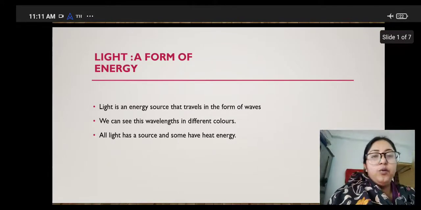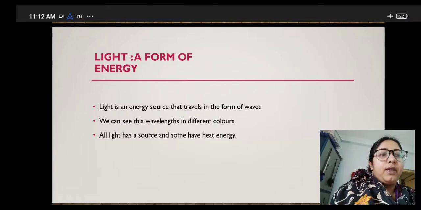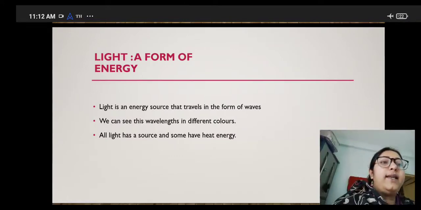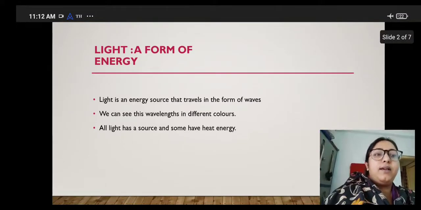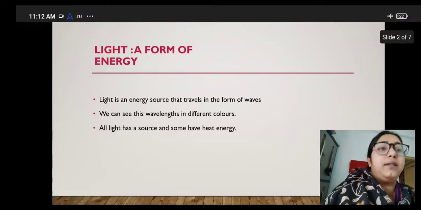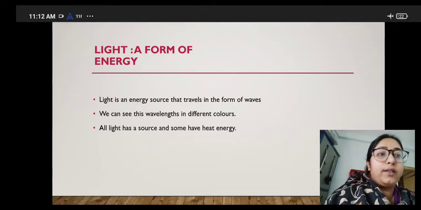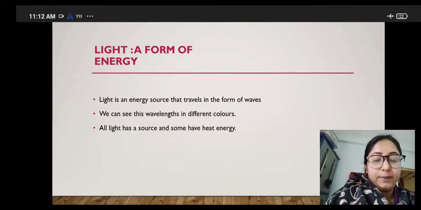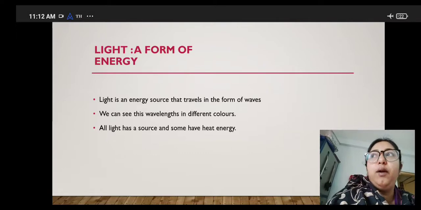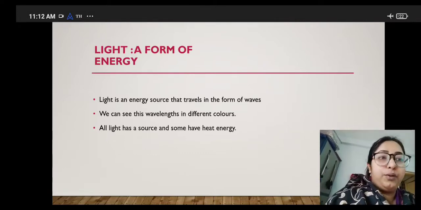So, before moving into the chapter, you need to understand what is light. Light is basically a form of energy. What is energy? Energy is nothing but an entity which can neither be created nor destroyed, but it can be converted from one form to another. This is the basic law guiding the energy of the entire universe.